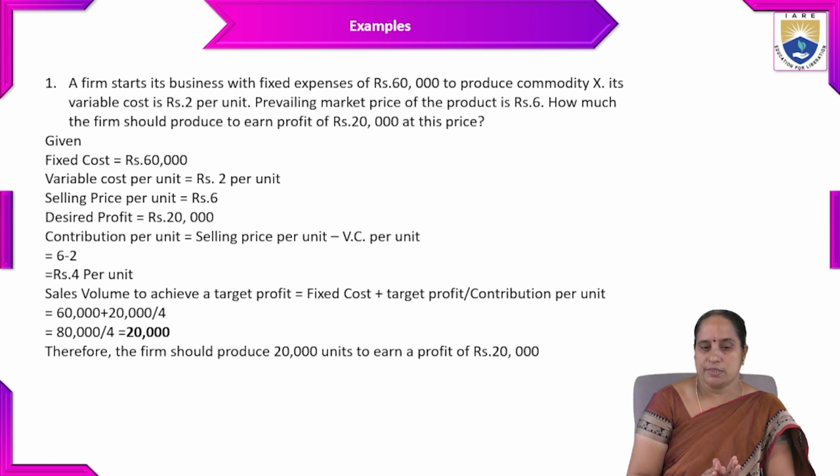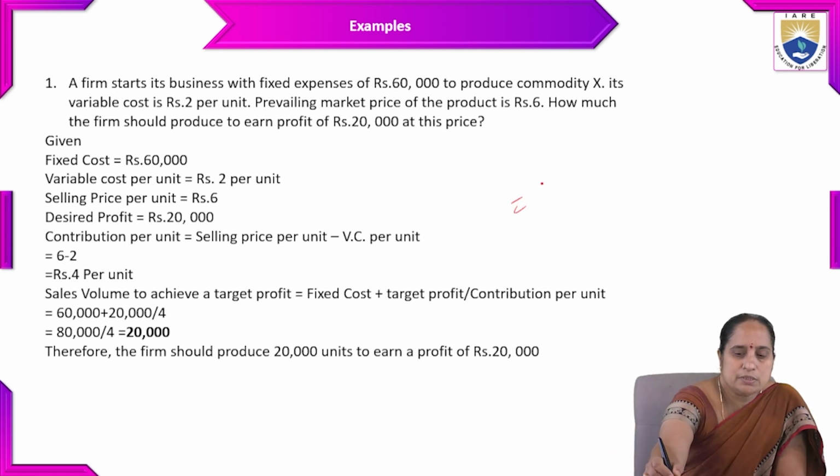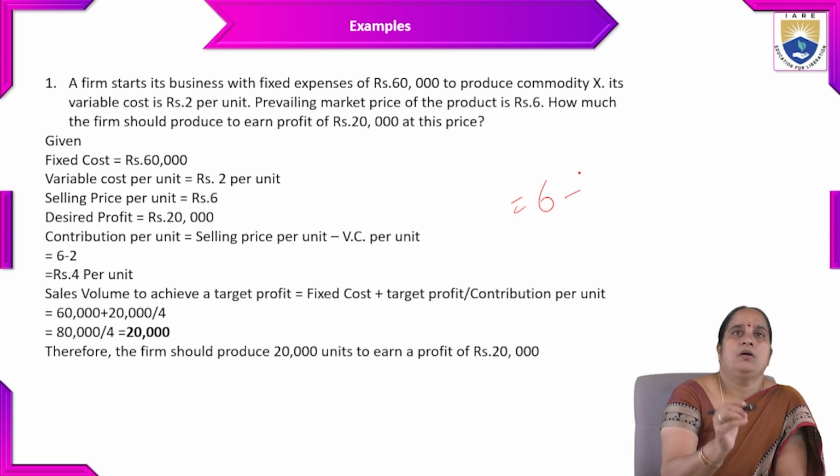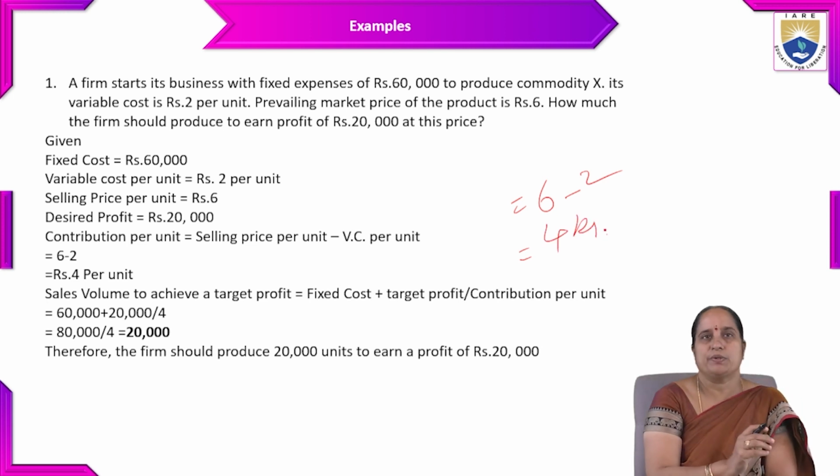Using this data, initially we have to find out contribution per unit, which is calculated by the formula selling price per unit minus variable cost per unit. The selling price is 6 rupees, whereas variable cost per unit is 2 rupees. So marginal cost contribution per unit is 4 rupees. This is the contribution per unit.